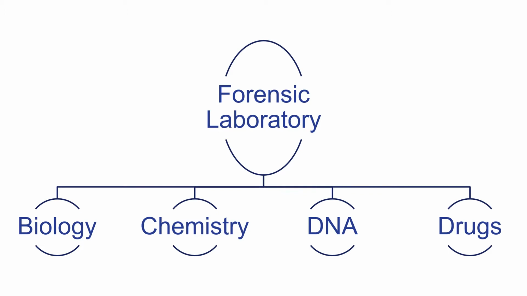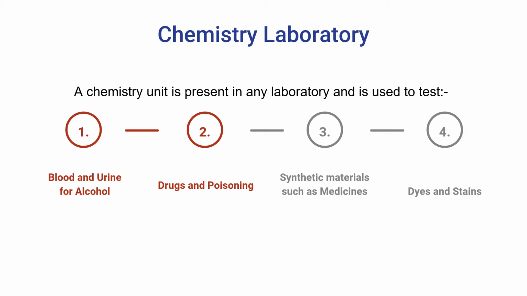There are mainly four types of forensic laboratories: biology, chemistry, DNA, and drugs. The chemistry unit is dedicated to some specific tasks, namely blood and urine tests for alcohol, drugs and poisoning tests, tests of synthetic materials, and tests of dyes and stains.